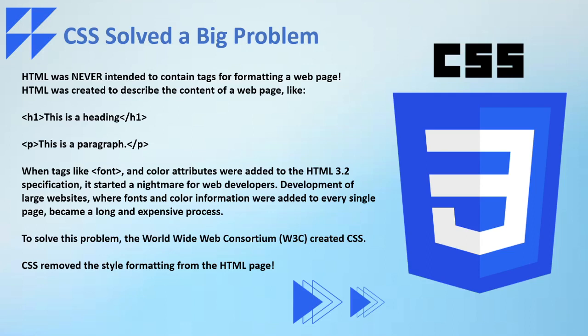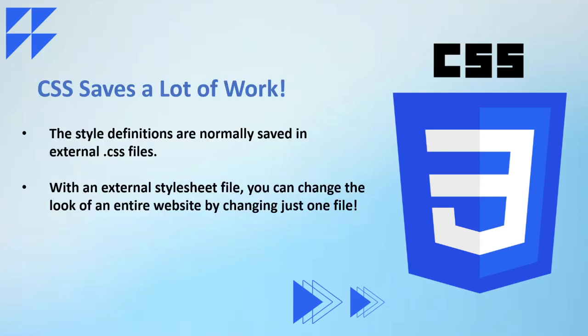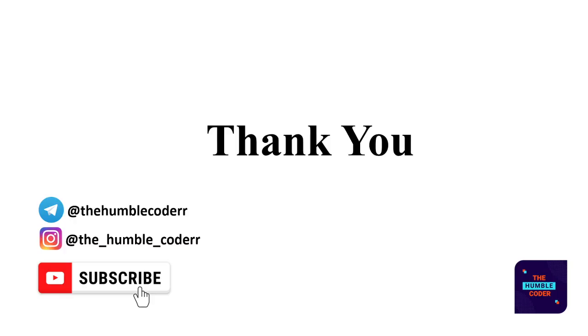Now we do not have to write styles on every single page using the tags. What we can use is a separate CSS file and we can attach it directly to all the HTML pages that we want our style to be applied on. So let's see how CSS has saved a lot of work. The style definitions are normally in external .css files. With an external style sheet file, you can change the look of an entire website by changing just one file. And this is how CSS is very much helpful in the longer run.